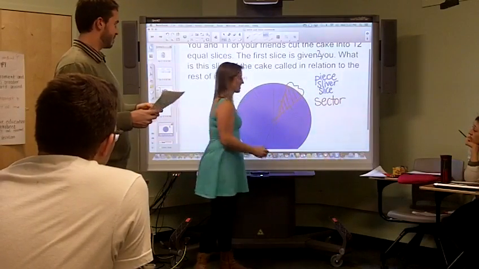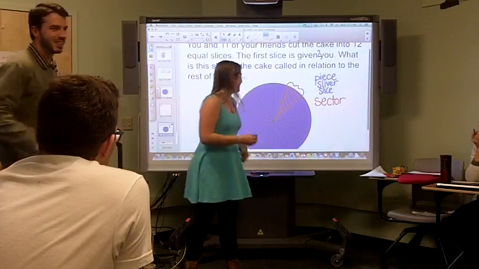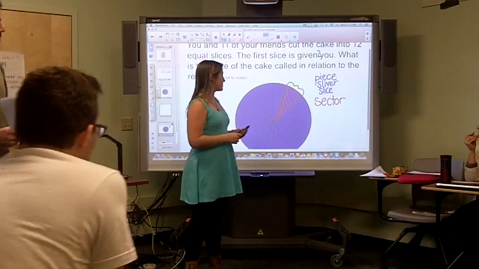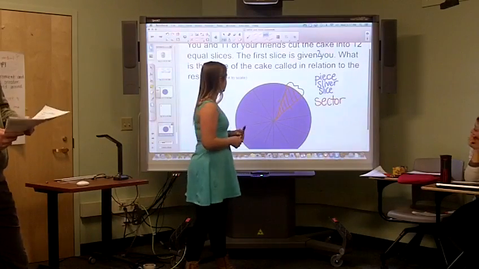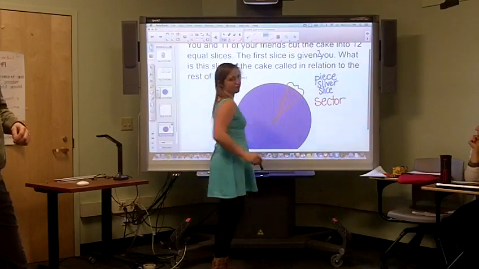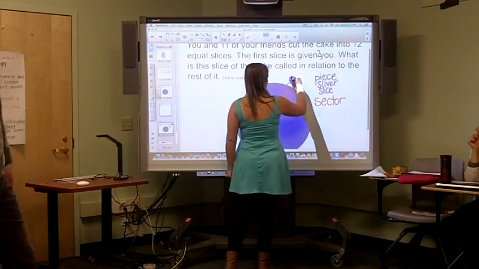I think it looks like a carrot. Tegan used a word, you called it a part of the circumference. Okay, part of the circumference. So this part of the circumference is called an arc.